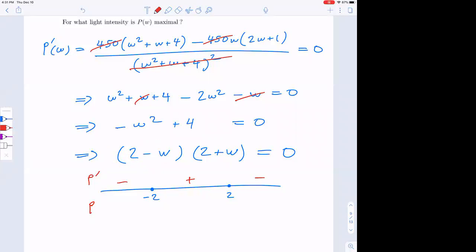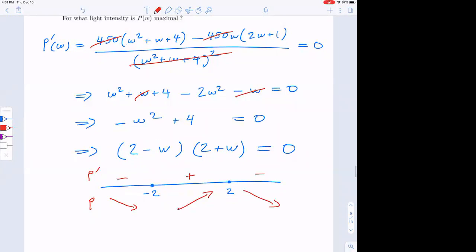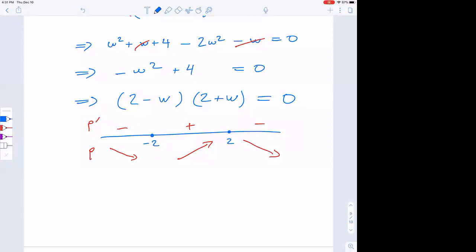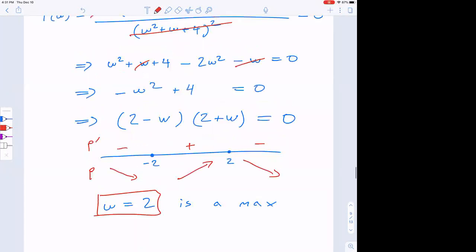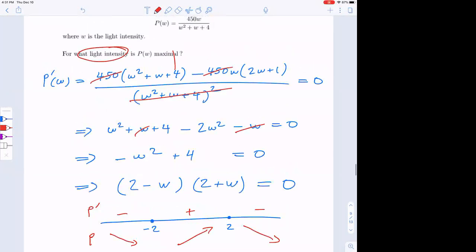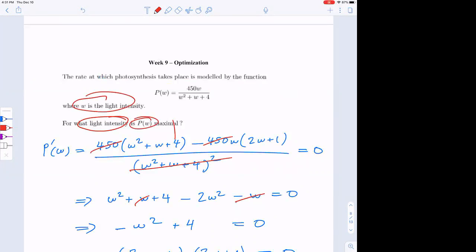So that means that P is going downhill, and then after minus 2, it goes uphill, and then goes downhill afterwards. So we have a local max at 2. So W equal to 2 is the max. And that's what the question wanted, right? It wanted to find out for what light intensity, where W is the light intensity, makes P(W) maximal.